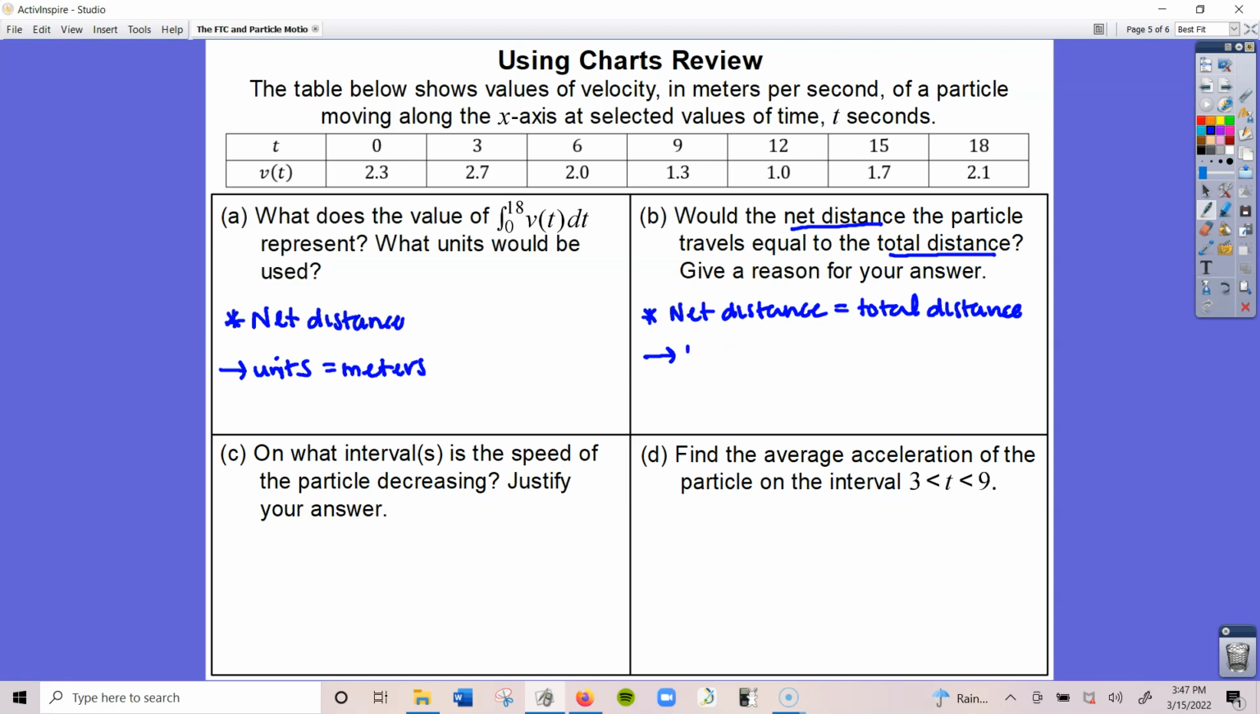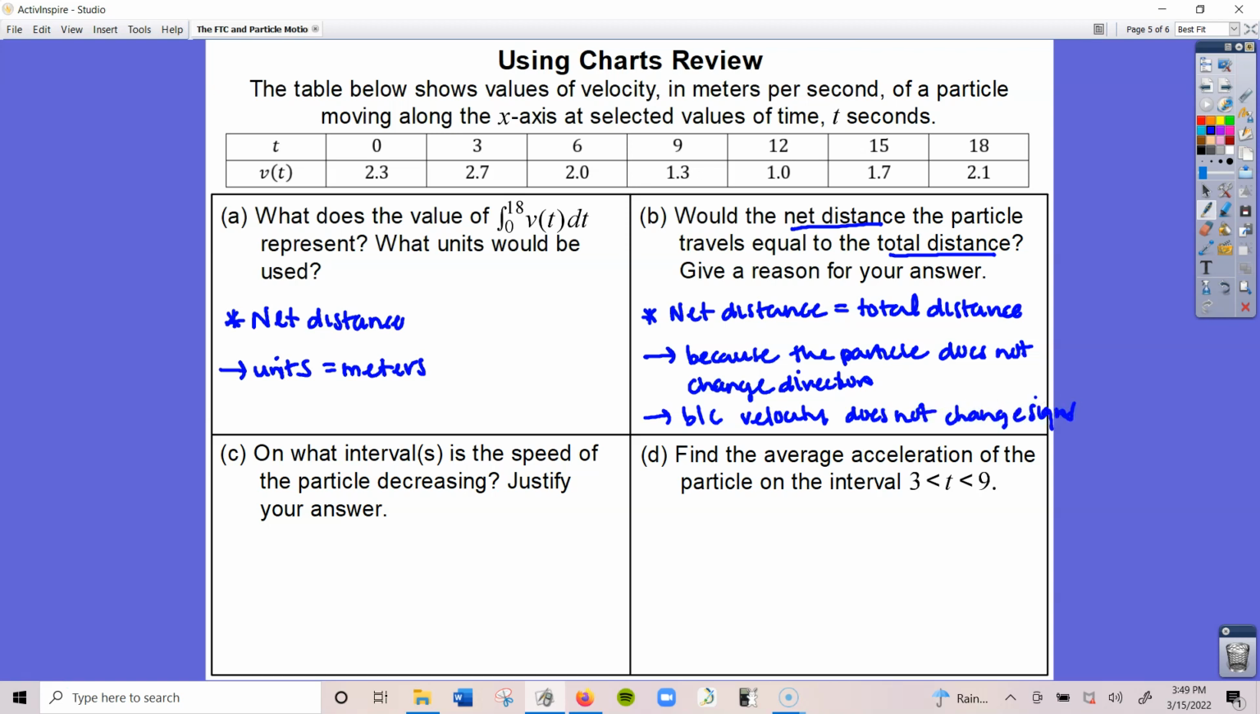And the reason would be because the particle does not change direction. And I know that the particle is not changing direction because, I'm just adding this in as another side note, velocity does not change signs. You don't need both statements. This is your main one, the particle does not change direction. I just wanted to point out that that's how we know that the particle does not change direction.